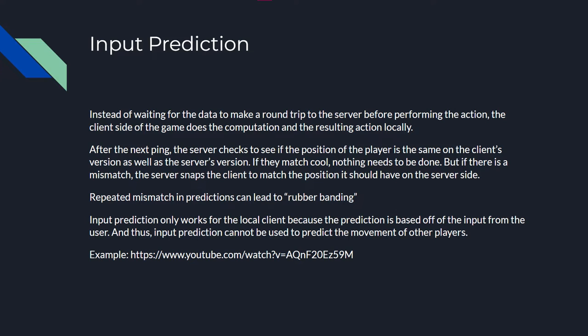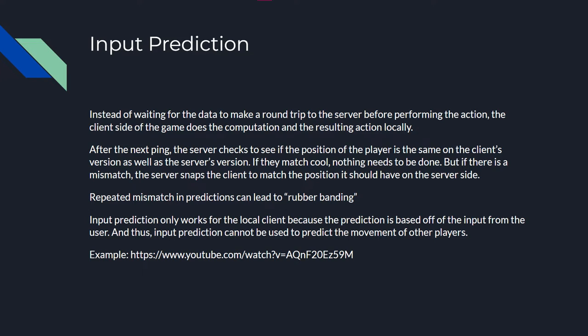And then the next ping to the server checks, hey, you should be at x equals 5, y equals 9. Are you at x equals 5, y equals 9 locally? Yes? Good. No changes need to be done. If you're slightly off, the server will snap you into the correct position that you're supposed to be in. Repeated mismatches in predictions is called rubber banding in the gaming sphere, I guess. And I will show a quick clip of it following this next sentence.